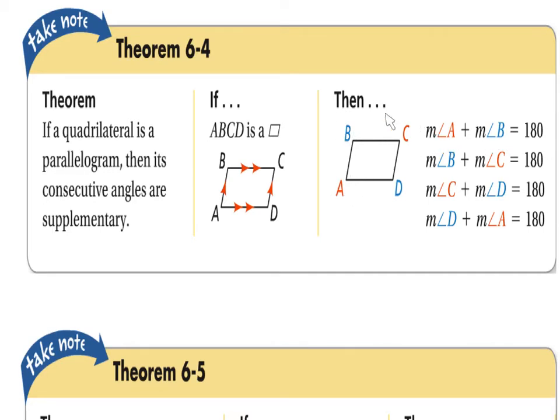B and C are consecutive angles. They add up to be 180 degrees. C and D are consecutive angles. They add up to be 180 degrees. And A and D are consecutive angles. They add up to be 180 degrees.